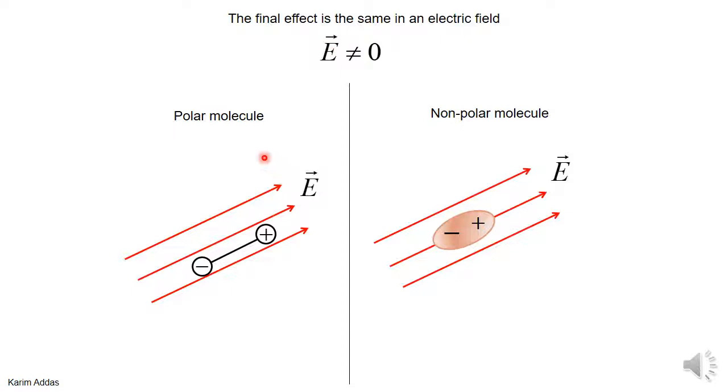Whether the molecule is polar initially or non-polar initially, when these molecules are existing in an electric field, the net effect is the same. The net effect is that the positive charge and negative charge will be aligned along the electric field direction, with the positive charge toward the field and the negative charge away from the field. This is the summary of what we wanted to discuss in these slides.